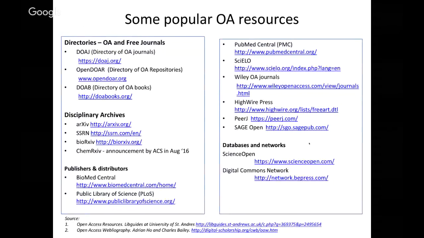Apart from that, there are also some popular open access resources available. This is a listing of some of them, not all of them. The first is the directories. So the Directory of Open Access Journals, open access repositories, books. There are disciplinary archives, arXiv, which is a very popular one. Then there's bioRxiv for biology. There are publishers and distributors, BioMed Central, PLOS, PubMed Central, and so on. Do take a look at these. These are some other popular open access resources that you can use when you're looking for open access journals to publish your work.